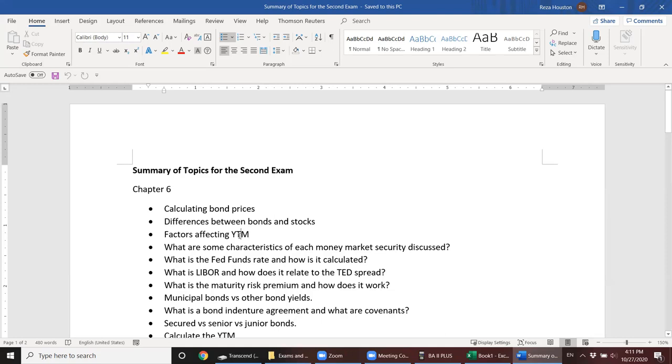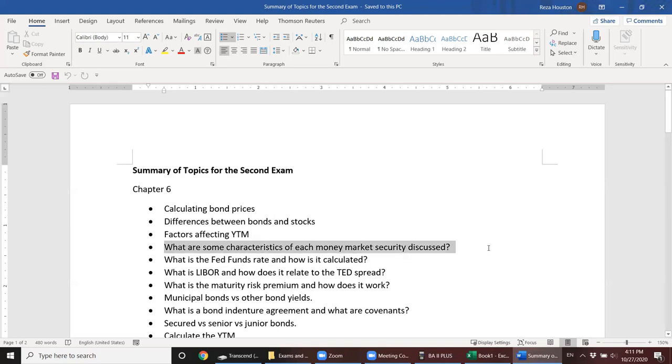Another factor affecting the yield to maturity is inflation. As inflation rises, you as a bond investor should demand a higher return to essentially guarantee you a real return. And finally, one final component to the yield to maturity would be the default risk premium. So the greater the likelihood of default, the higher the yield should be on that bond.